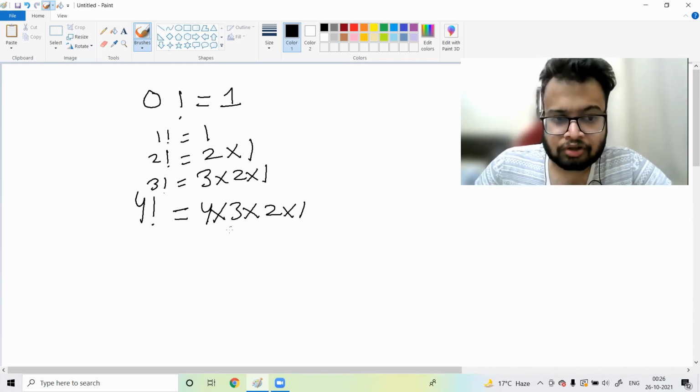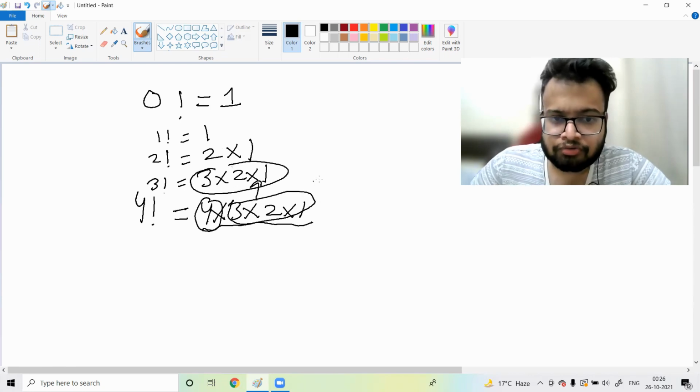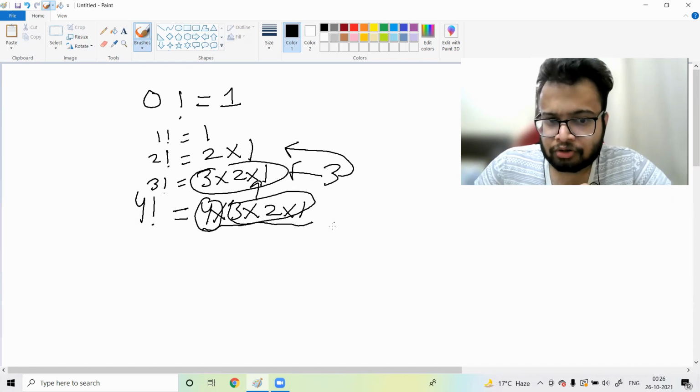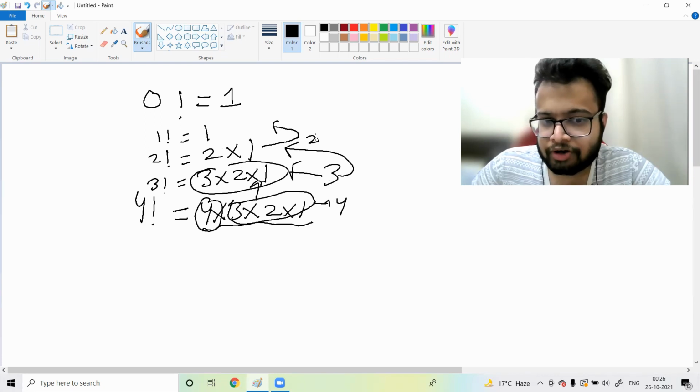So if we divide 4 factorial by 4, we get 3 factorial. This part, you see, 3 into 2 into 1. If we divide this by 3, we get 2 factorial. We have divided this by 4, we have divided this by 3. We will divide this by 2 to get the previous one. So we will divide it by 2 to get 1 factorial.